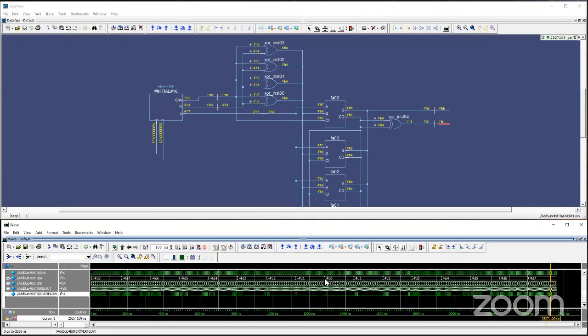We can do more automation on the test bench to compare with the expected value and so forth. But at least visually we can see that this is working okay. Question?